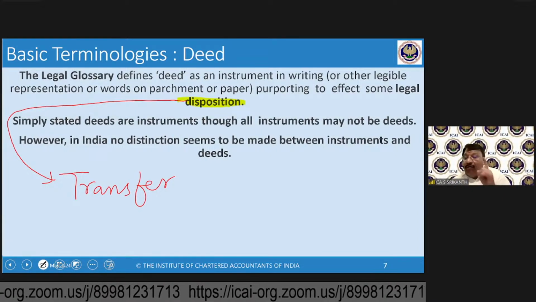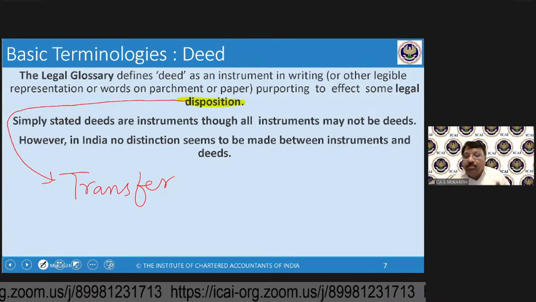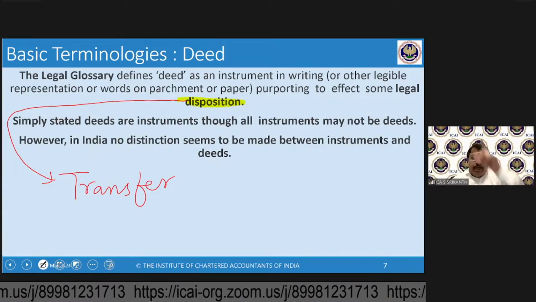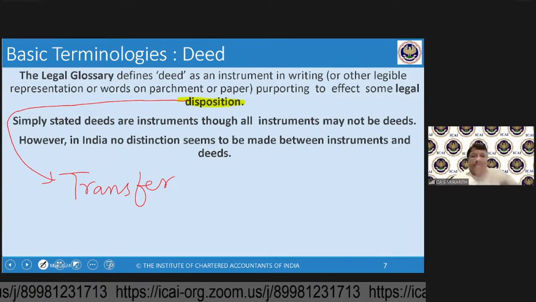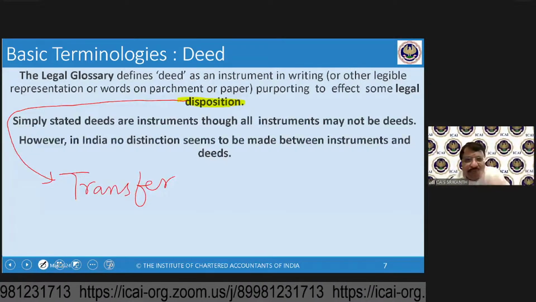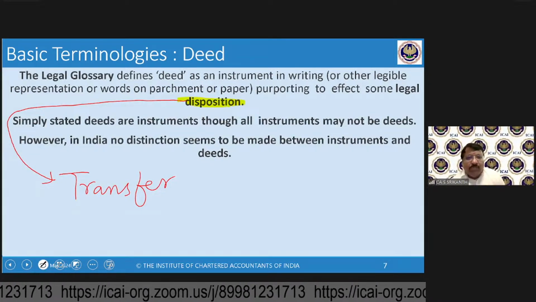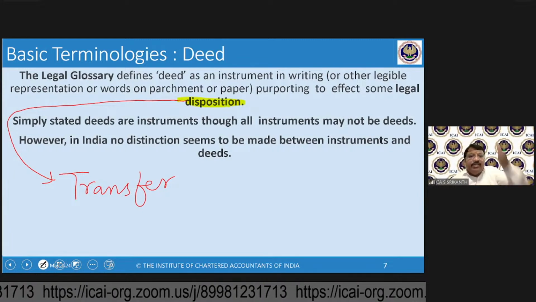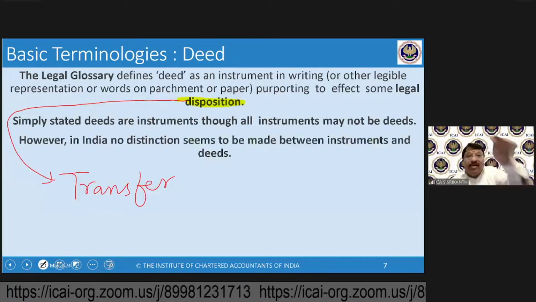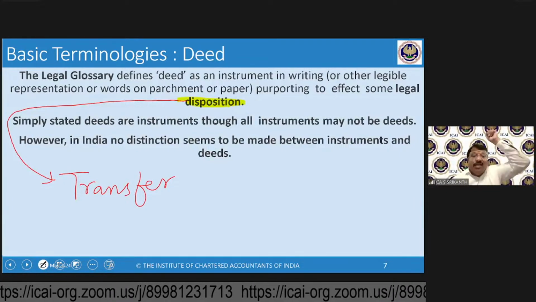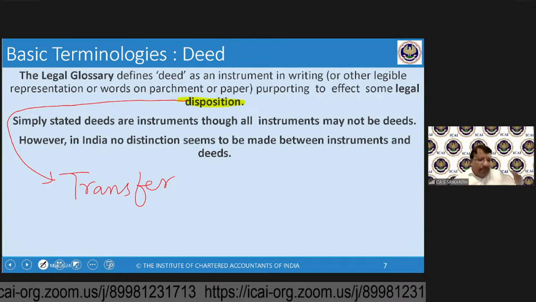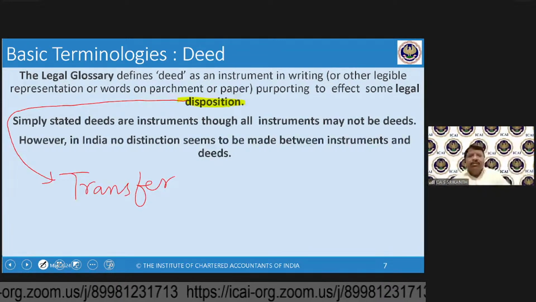See, when a lease is for 11 months or less, it is an agreement. The minute it is 12 months and above, it is a deed. Because if your lease period is 12 months and above, it is registrable. It is a transfer of limited interest in immovable property, and as such, it is registrable. So if you're going to have a 3-year lease of your property, then it has to be registered. It is a lease deed.